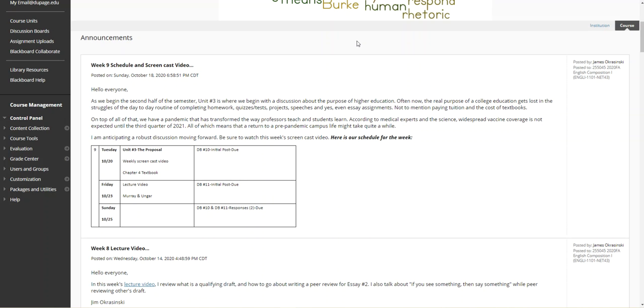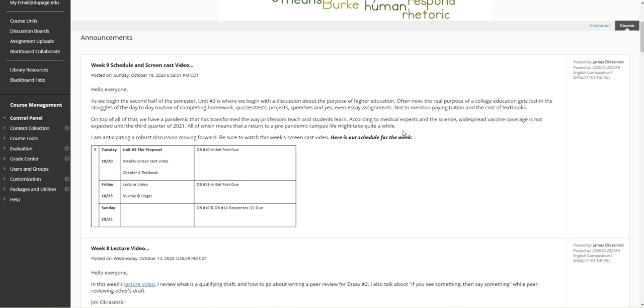So as we wrap up Unit 2, now we're moving into Unit 3, which is our proposal argument unit. And I begin here as we begin the second half of the semester. Unit 3 is where we begin with a discussion about the purpose of higher education.